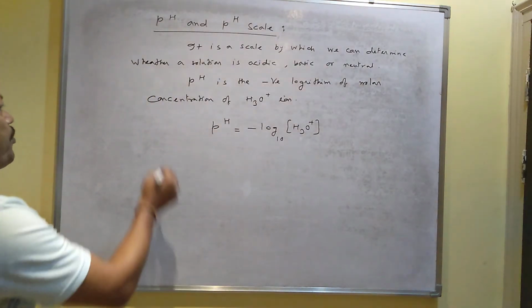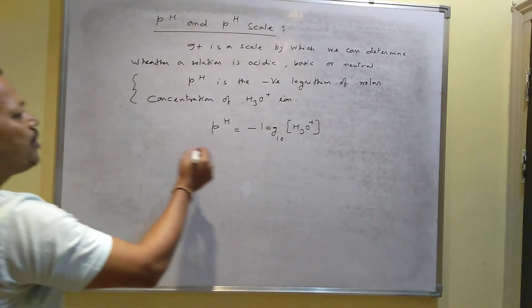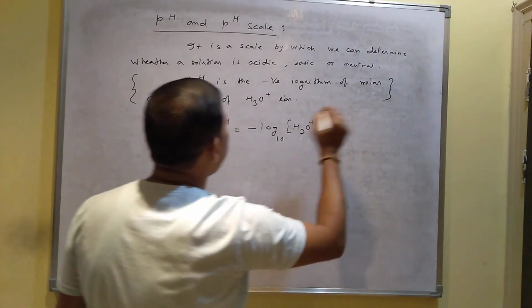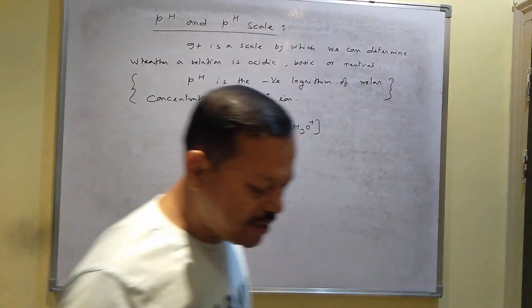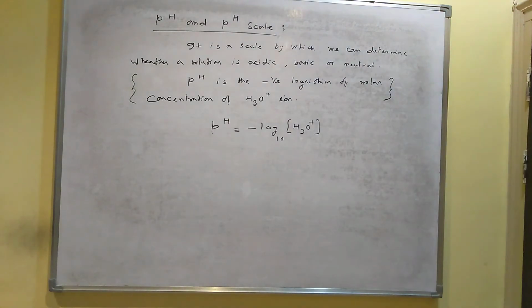In the exam, if the definition of pH is asked, then you have to write the definition of pH like this: pH is the negative logarithm of molar concentration of hydronium ion. So it mainly depends on the concentration of hydronium ion. If you know the hydronium ion concentration, you can directly determine the pH.